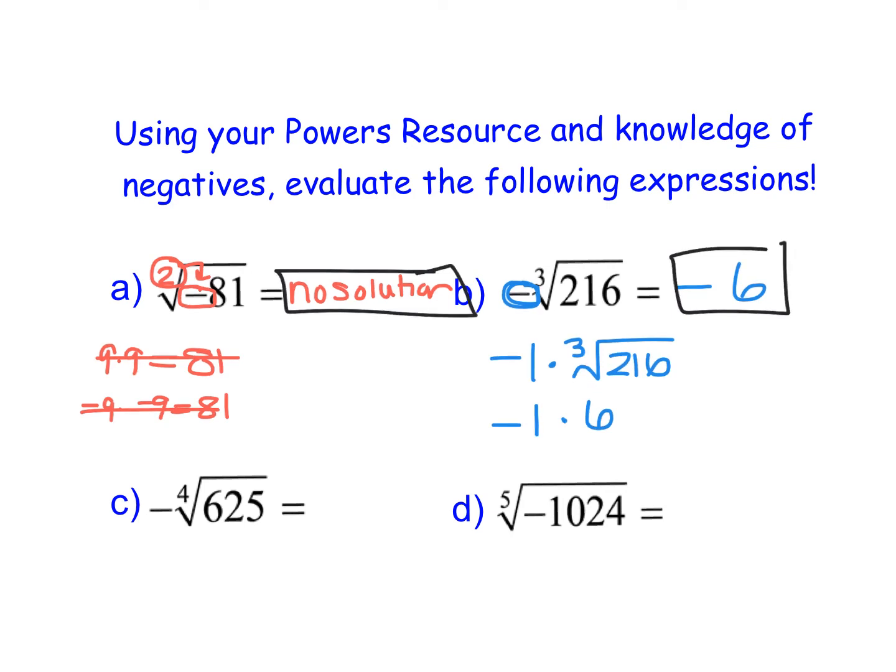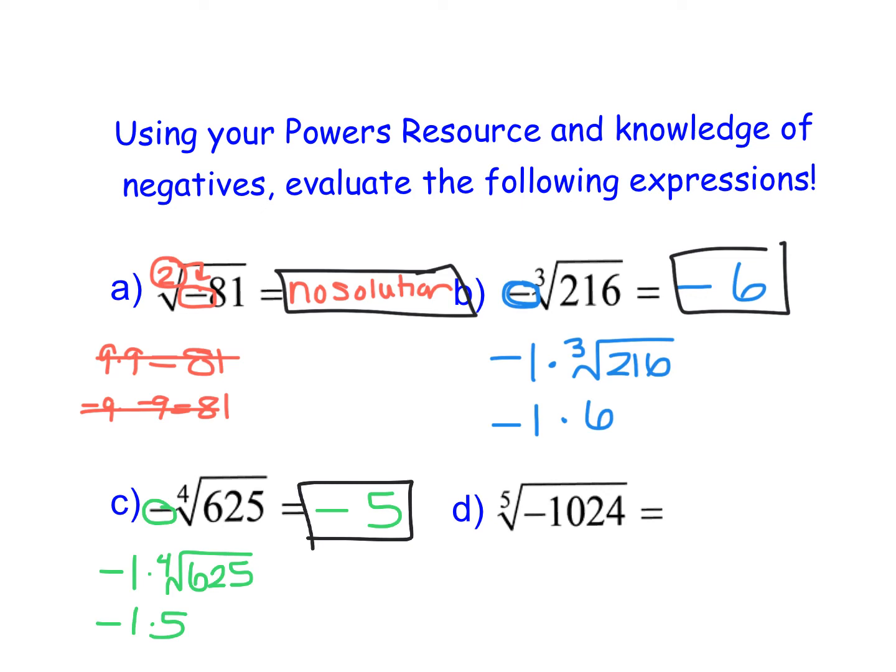There's answer 2. Then if I look at the third one, again I notice that I have a negative on the outside. So this is a negative 1 times the fourth root of 625. I start thinking, what to the power of 4 gives me 625? That would be 5. So it's negative 1 times 5, which is a negative 5.